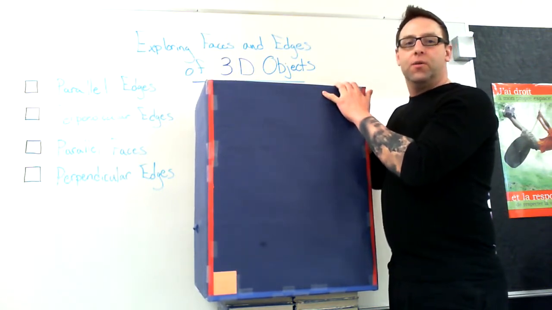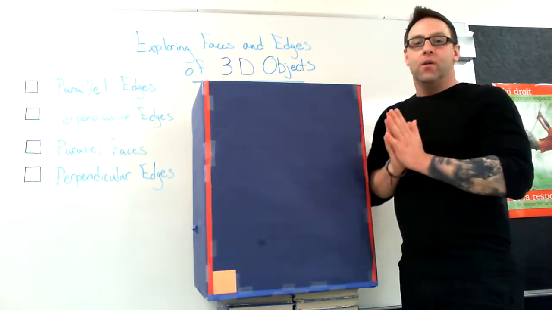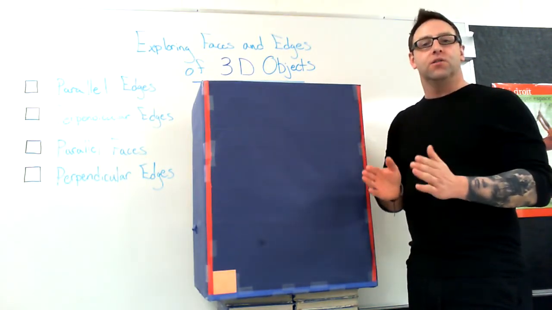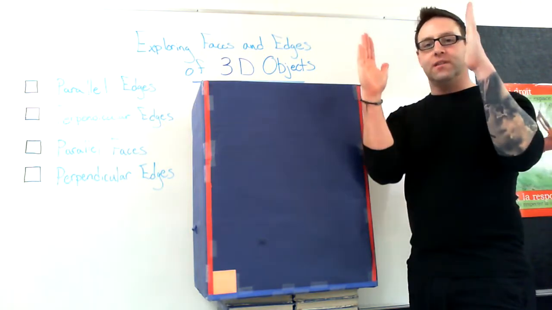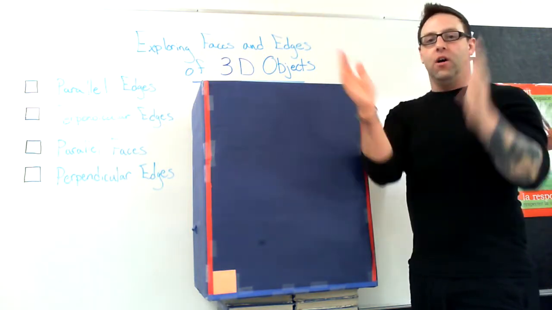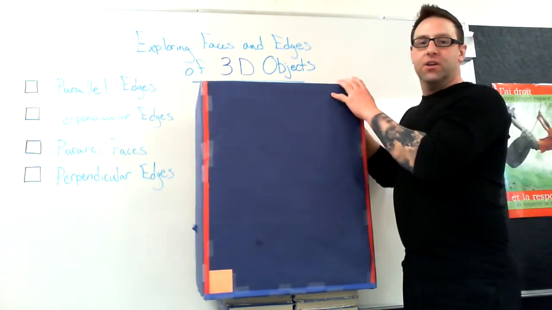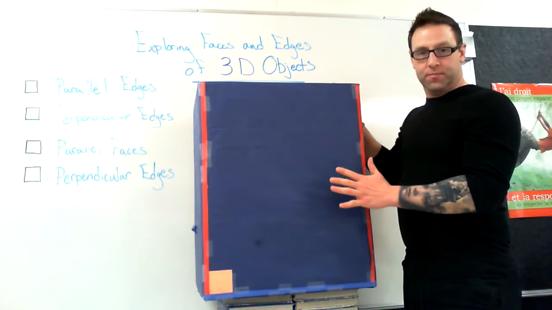Let's first talk about parallel edges. Now, what is parallel again? That's right. Parallel lines are two lines that are always the same distance apart and go on and on forever without ever touching. Now, what I have here is a rectangular prism, okay?